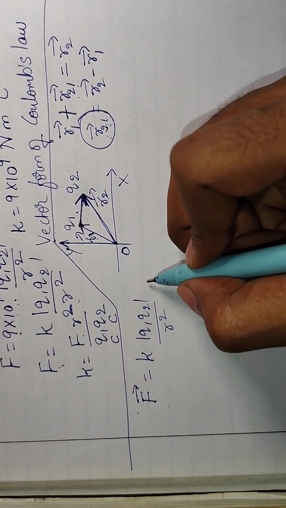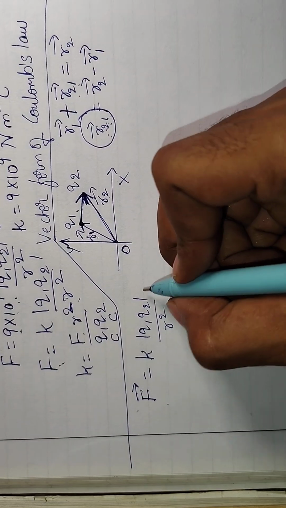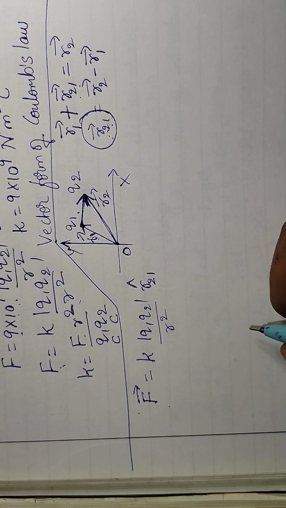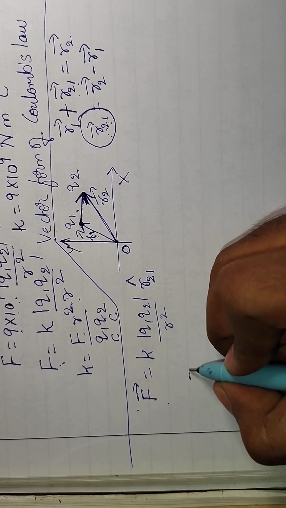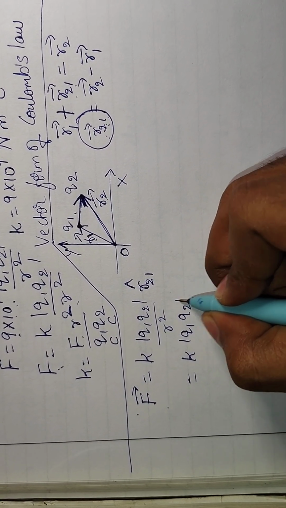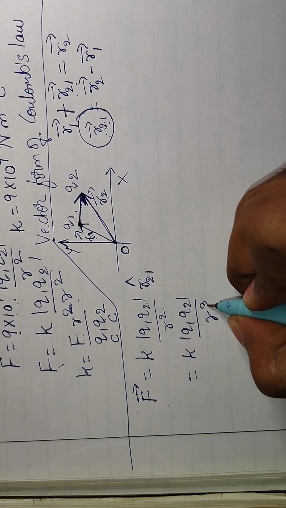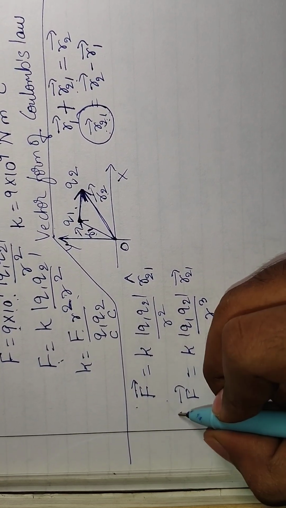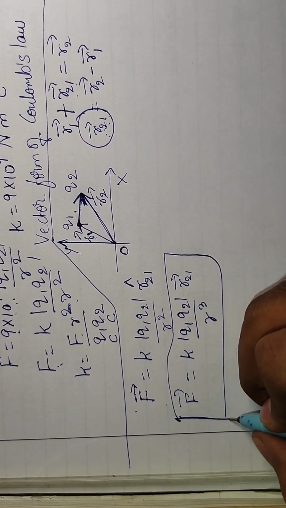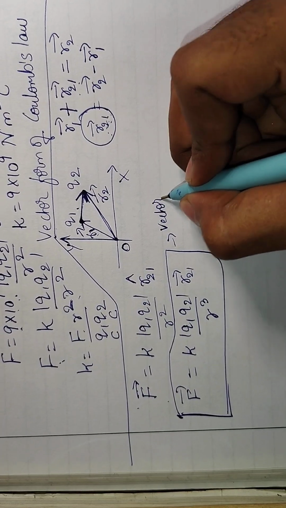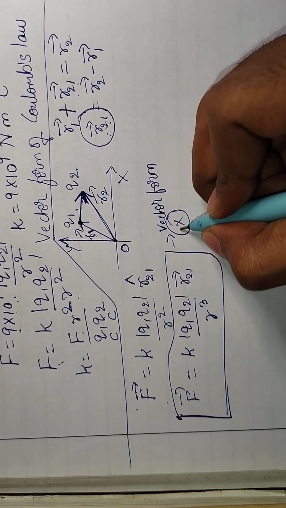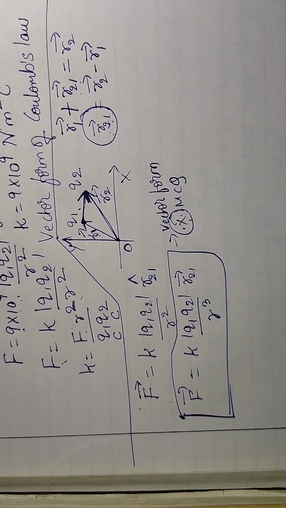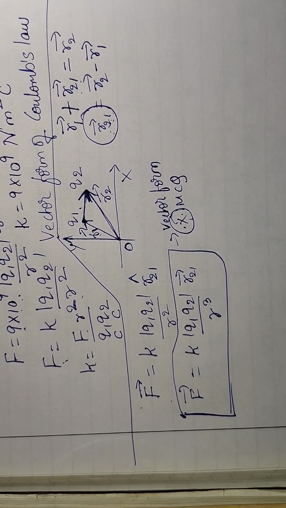Okay, but while writing here, you cannot write the vector. You need to write the unit vector r21 cap. If you are writing the vector, what happens? F = k q1 q2 divided by r cube into r21 vector, and this equation is what is known as the vector form of Coulomb's law. And this is most important for your MCQ, because they will ask: which of the following options represents Coulomb's law in vector form?